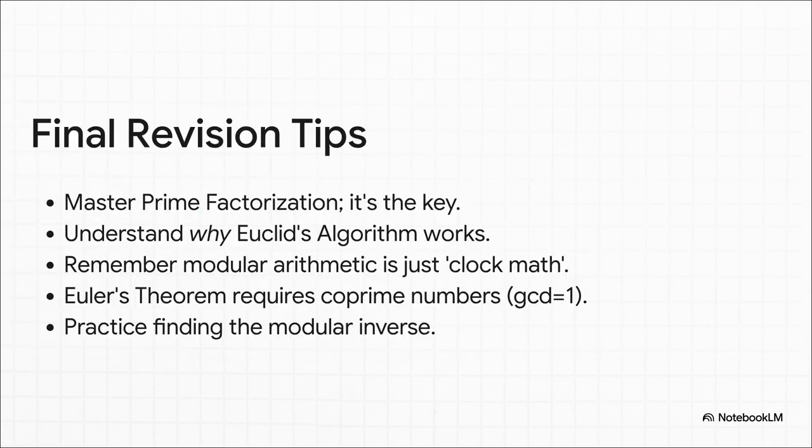To wrap this all up, here are the absolute must-knows for your revision. First, master prime factorization. It is the foundation for almost everything else. Second, understand why Euclid's algorithm works. Don't just memorize the steps. And finally, always remember that crucial condition for Euler's theorem. The numbers have to be co-prime. Get these concepts down cold and you'll be in great shape.